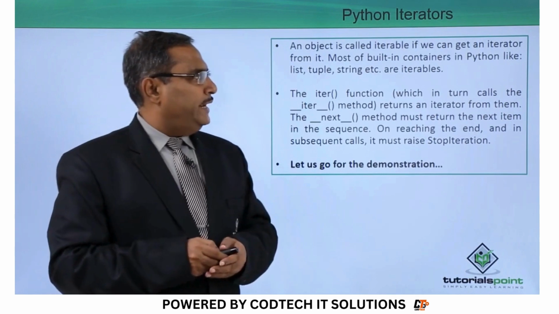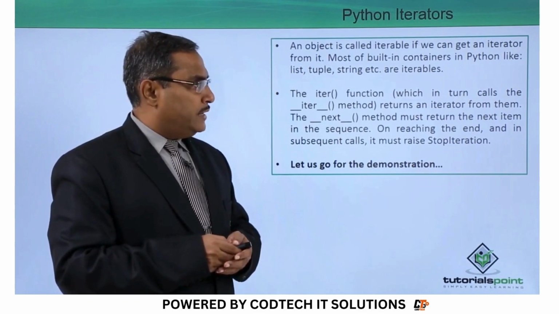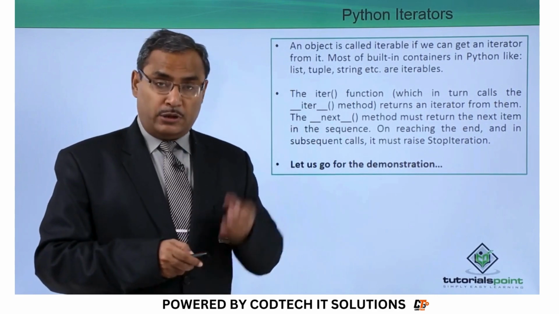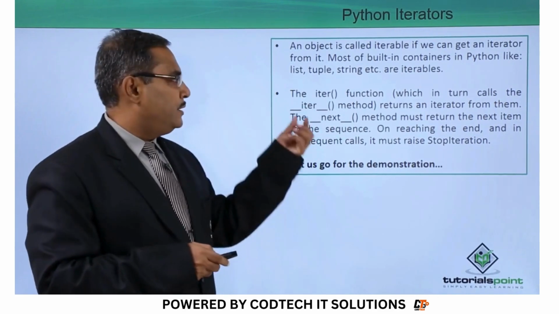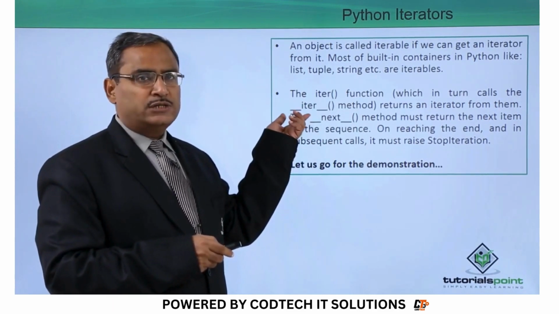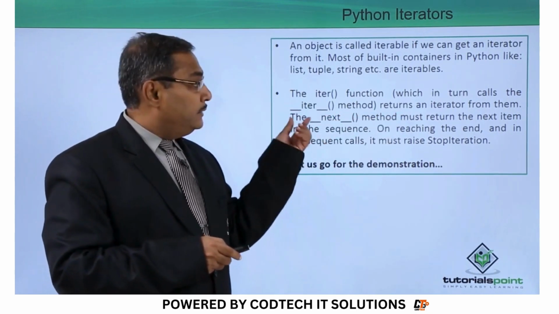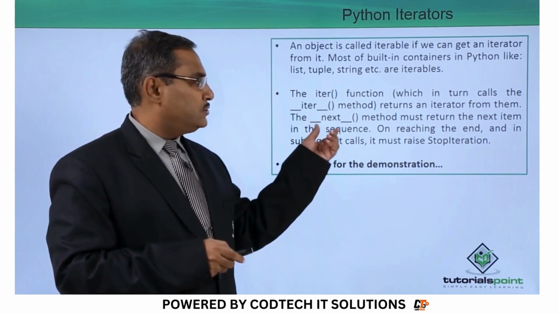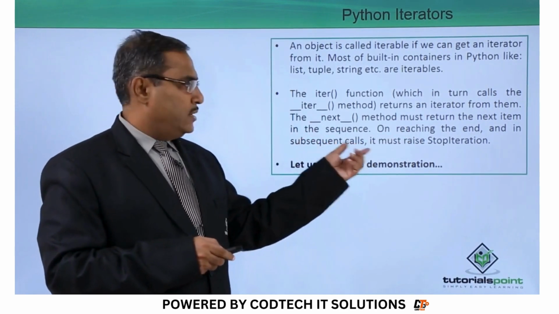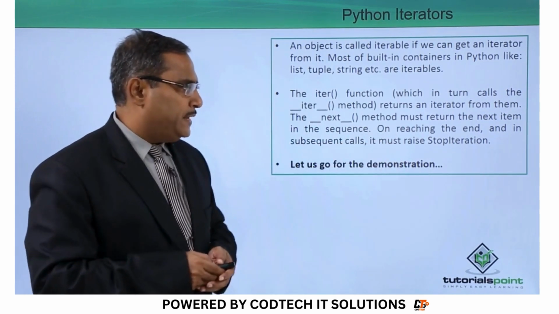An object is called iterable if we can get an iterator from it, and most of the built-in containers in Python like the list, tuple, strings, etc. are iterable because we can get an iterator from them. The iter function, which in turn calls the __iter__ method, returns an iterator from them. The __next__ method must return the next item in the sequence. On reaching the end, and in subsequent calls, it must raise StopIteration.